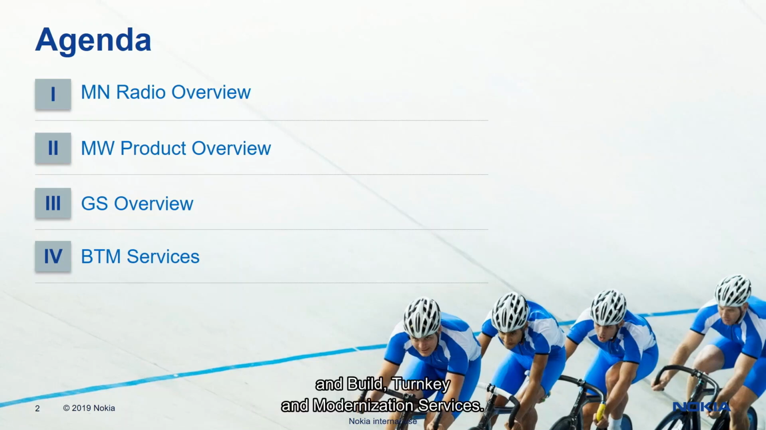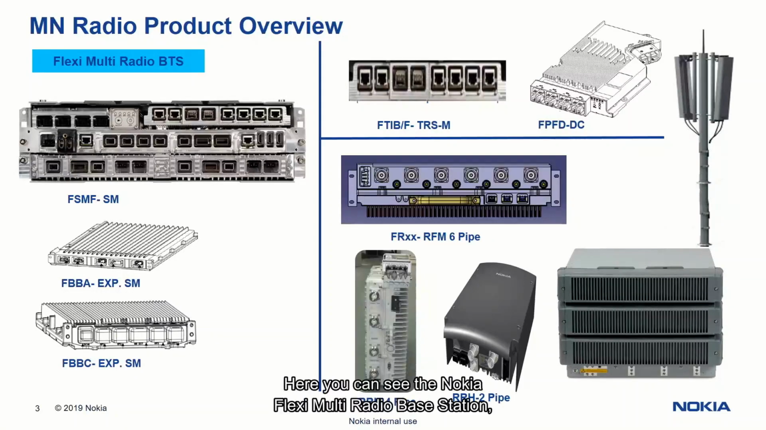Turnkey and Modernization Services. Here you can see the Nokia Flexi Multi-Radio Base Station, which includes a system module and related plug-in units for the baseband. And then here in the top right corner, you can see a transport module and a power module. We also have in the Flexi platform a radio module, which is a 3-sector radio module, and then we also have remote radio heads, 4-pipe and 2-pipe variants.